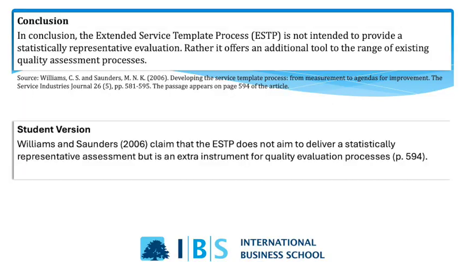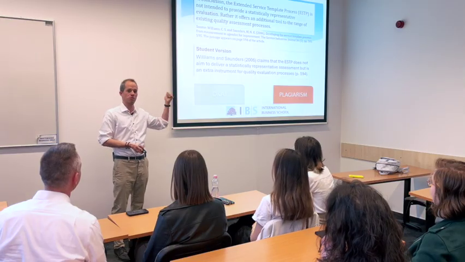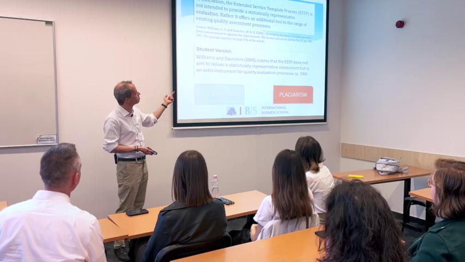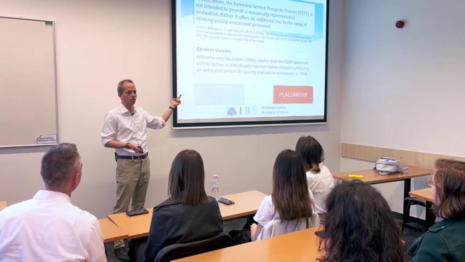Number 4. This is the tricky one. It seems okay, but it's still problematic. It's still plagiarism. Now the question is why? Do we have the source? We have the source. Did I change the words? Yes. It's not exactly the same words, so I don't need quotation marks. So what is the problem then? It's the quality of the paraphrase.